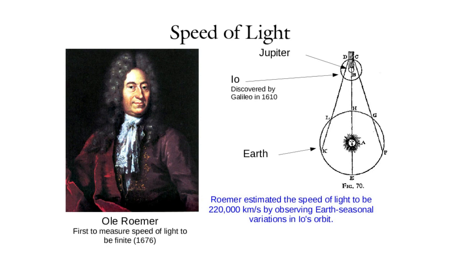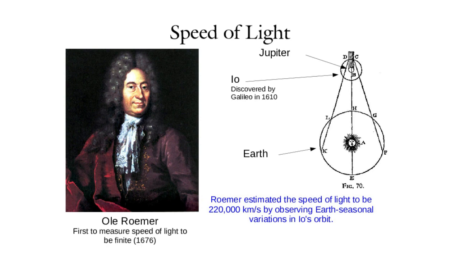And he did this by being here on Earth, and in fact, in a sort of beautiful twist of science, he looked at Io, which had been discovered by Galileo as a moon of Jupiter in 1610, and he measured the orbital period of Io around Jupiter at different times of year for our orbital period around the Sun. And at different times of year, we're at different distances from Io, so light has to travel further or shorter in order to get to us so we can make the measurements.